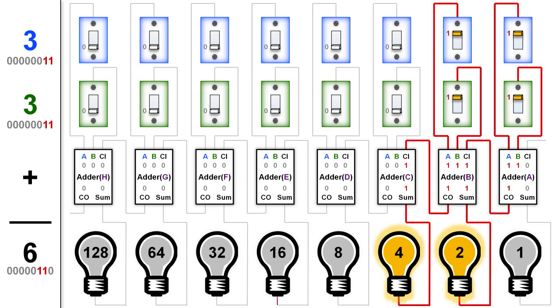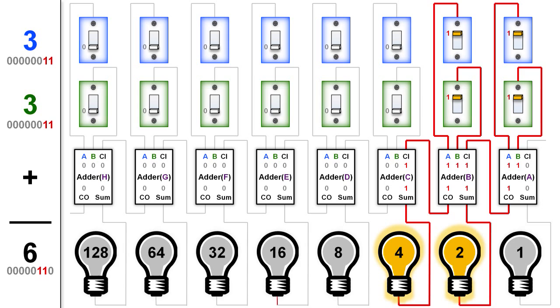3 plus 3 causes adder A on the far right to carry out a 1, which then causes adder B to have to add 1 plus 1 plus 1, which in binary equals 1, 1. So both the sum wire of adder B and the carry-out wire of adder B are on, causing the light bulbs under adder B and under adder C to both be on. So 3 plus 3 equals 6.